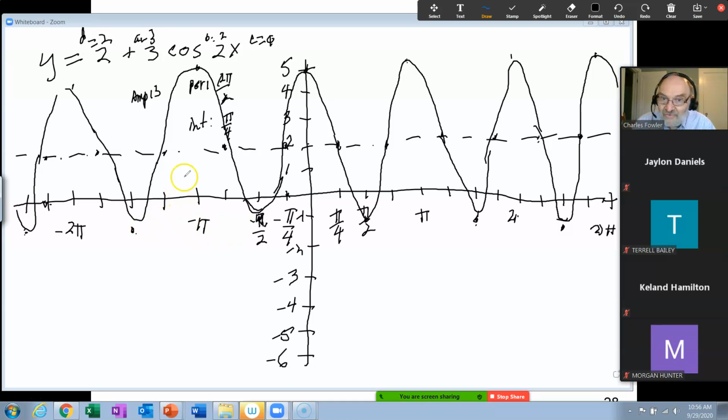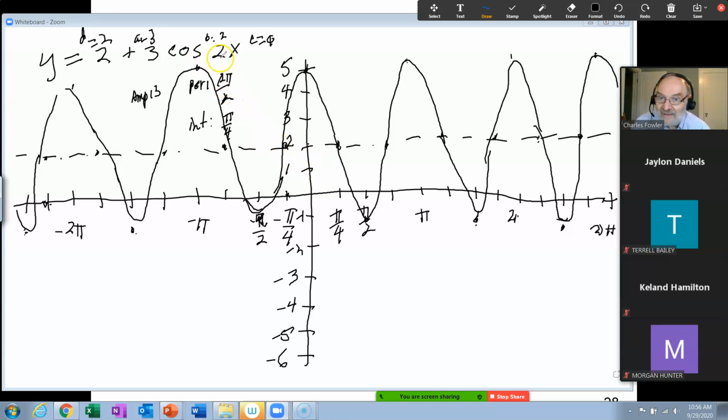Because there's no phase shift, you start where cosine would normally start at its maximum. But there is a vertical shift, so your baseline goes up 2. You have an amplitude of 3, so it goes up 3 above that and 3 below that baseline. So that goes from positive 5 to minus 1.